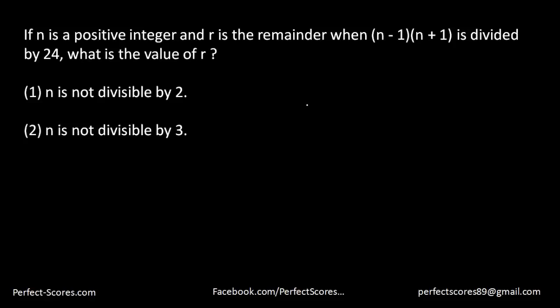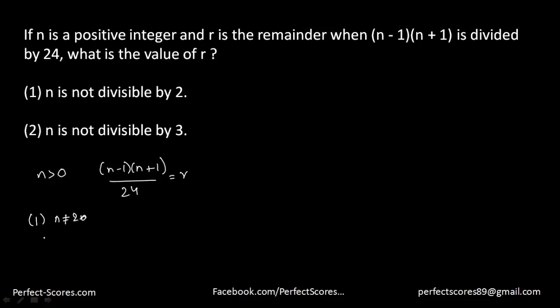It says that if n is a positive integer and r is the remainder when (n minus 1)(n plus 1) is divided by 24. So when you multiply n minus 1 and n plus 1 and divide by 24, the remainder is r. First statement says that n is not divisible by 2.